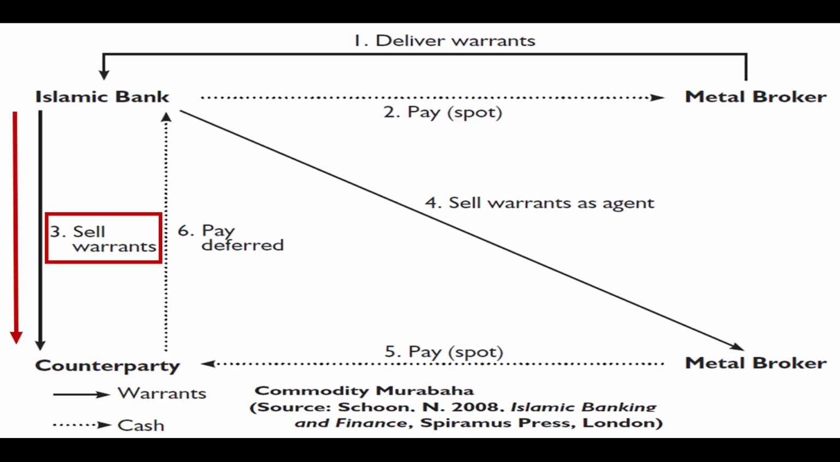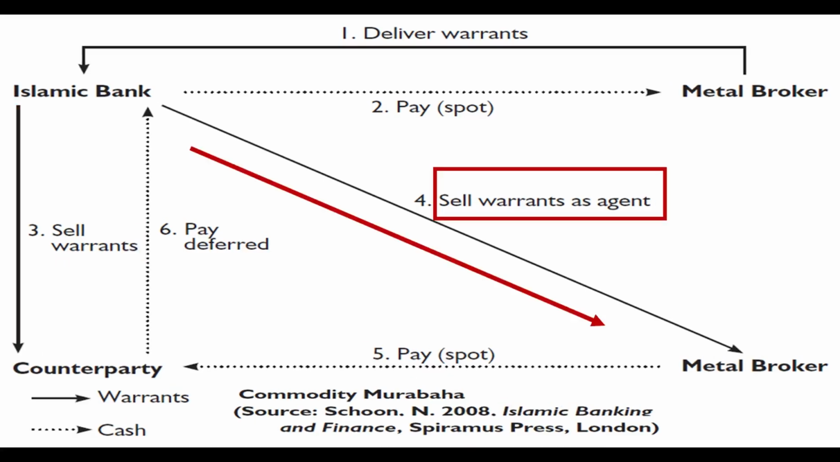The third step, the Islamic bank sells warrants to the counterparty. The Islamic bank sells the warrants to its counterparty on a deferred payment basis and agrees that the counterparty will pay for the warrants in 3 months' time, for example, for an amount of 1.05 million pounds, as compared to the original purchase price of 1 million pounds.